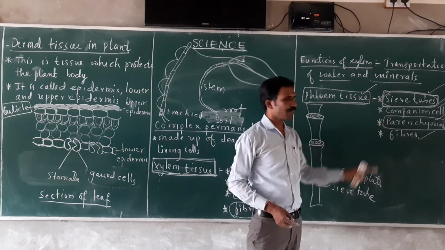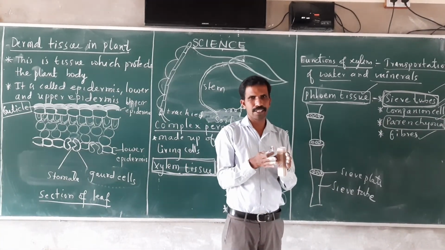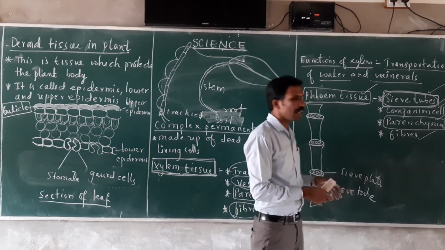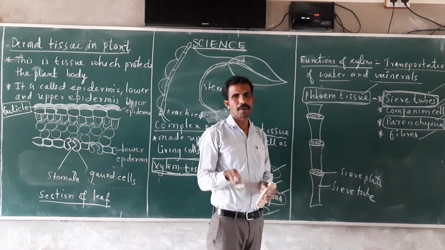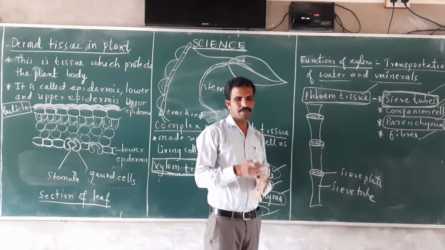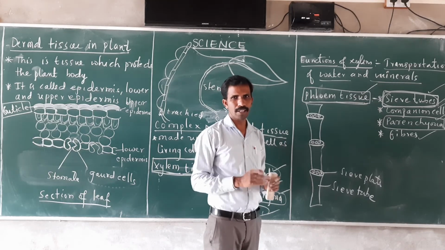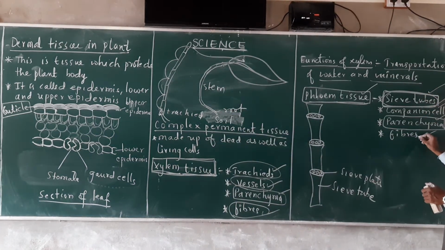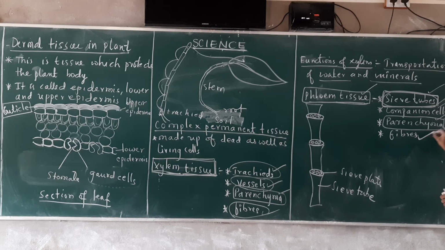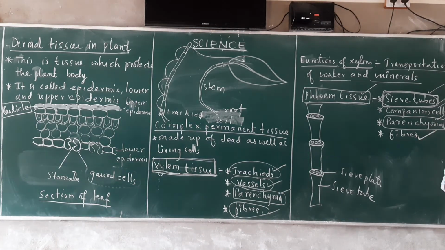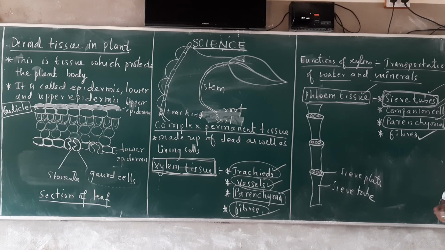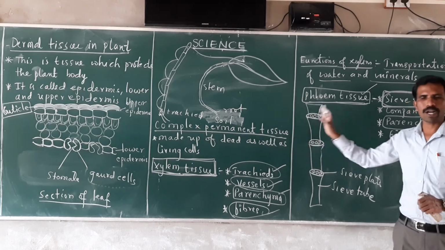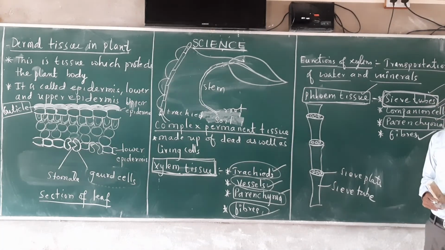The companion cells, if you take, they regulate this food actually. So they help in the process. Companion cells help in the conduction of food from the leaves to the different parts of the plant body. Here also there are dead cells, like fiber. This will help in providing mechanical support to the phloem tissue. So this is how the food and water are transported to the different parts of the plant body.